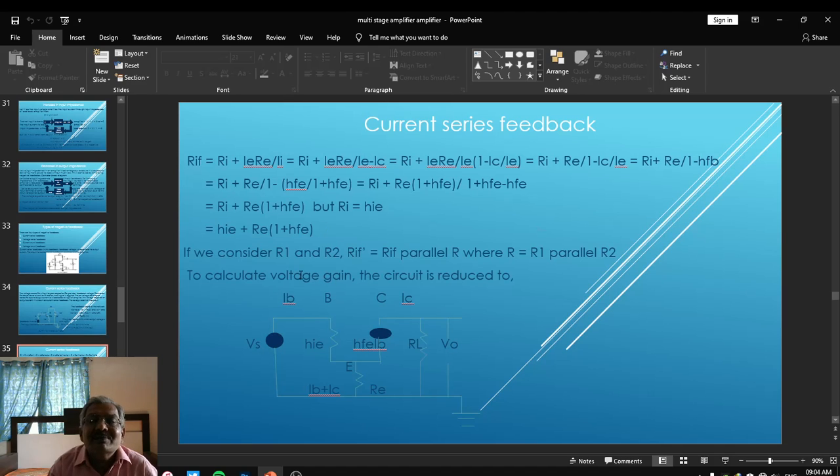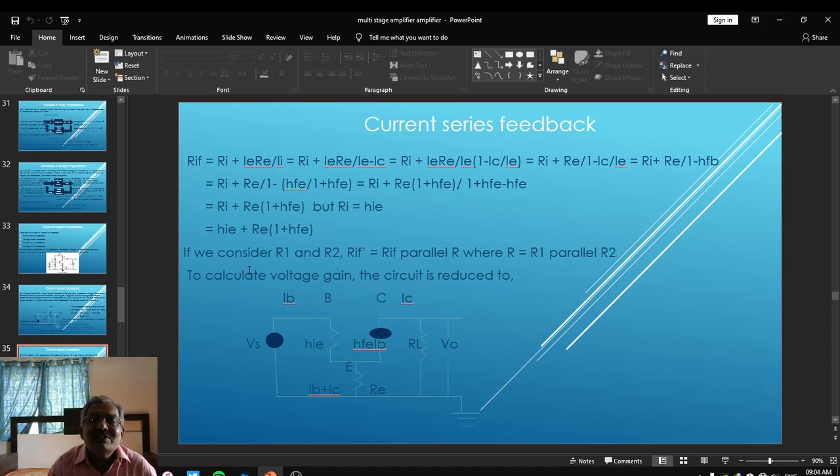Now we have obtained this equation by neglecting R1 and R2. When we consider them, then we can write Rif dash, the new feedback resistance, which is Rif parallel to R. R is the combination of R1 and R2, R is equal to R1 parallel to R2. So Rif parallel to R is going to give you the new resistance Rif in consideration of R1 and R2.